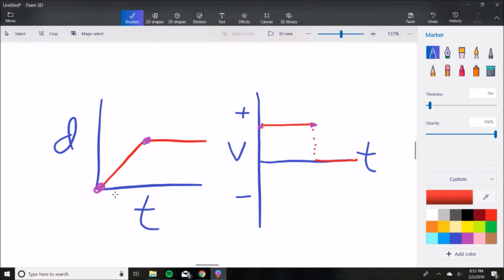So that makes sense. Over here we've got a constant positive velocity and then boom, it stops. It goes down to 0. So that's what that would look like.